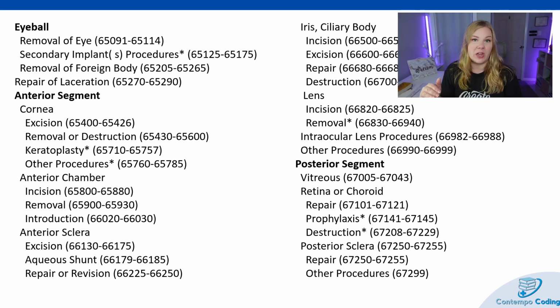Under anterior chamber, we start with incision. That includes things like a goniotomy, which is when a doctor uses a gonioscope to examine the eye and possibly drain excess fluid. And then we get into our removal, introduction, anterior sclera, excision. We have the aqueous shunt. So the aqueous shunt insertion is an incisional procedure for treatment of the eye pressure, the intraocular pressure, caused by glaucoma. Then we have repair or revision.